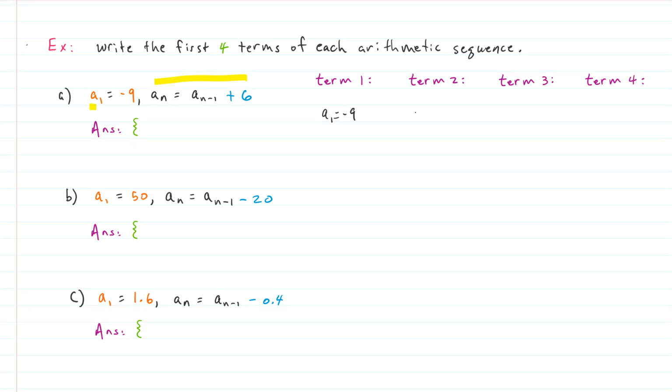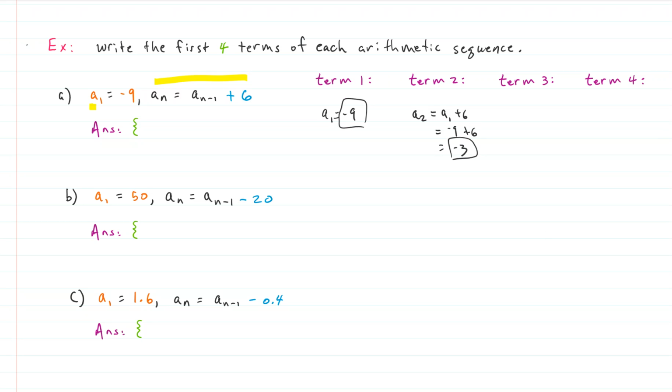A sub 2, according to our recursive formula, is a sub 1 plus 6. A sub 1, we said, was -9. So we'll put a -9 for a sub 1, and then we add 6. What is -9 plus 6? -3. So that's a sub 2.